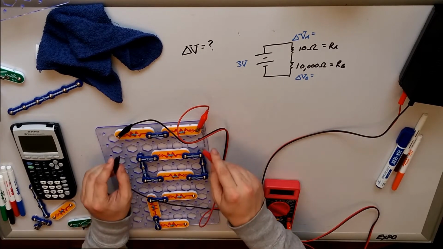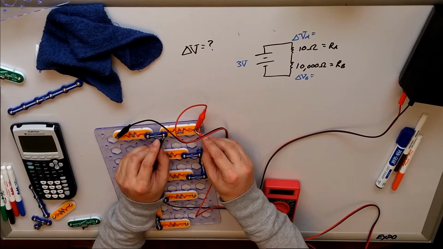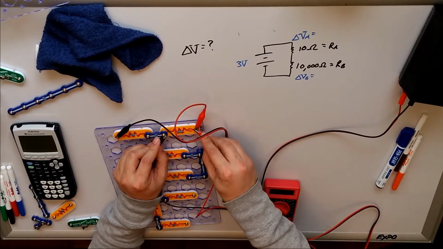But what I'd really like is not the potential difference across A and B. I want it across A. So I'm going to put it just on the ends of A.